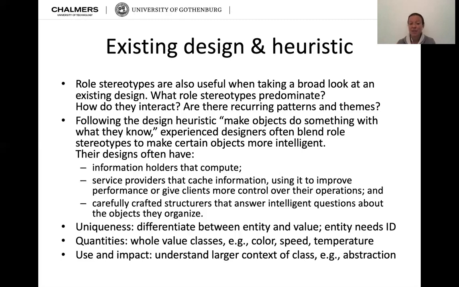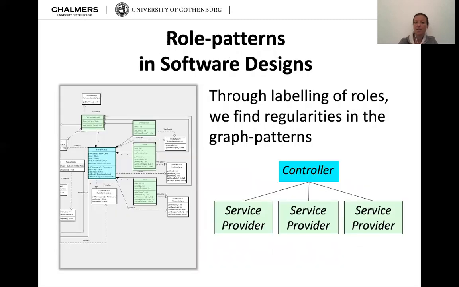And then last but not least, there is use and impact. Understand the larger context of the class. For example, what kind of abstraction is being used here? Are we abstracting from some more specific cases? So those are the main points that Rebecca had in her talk.